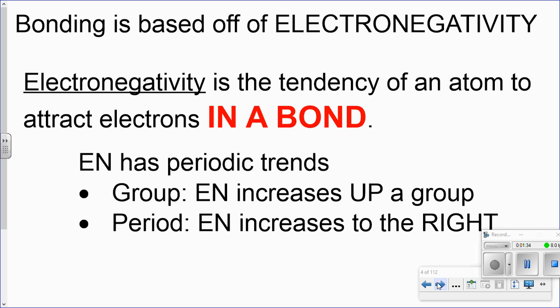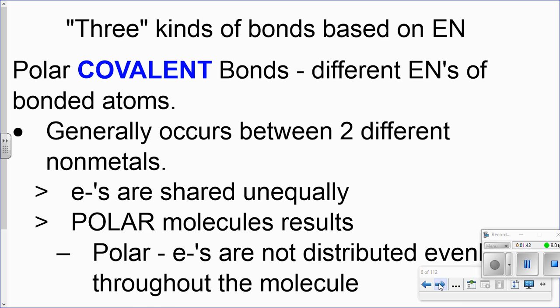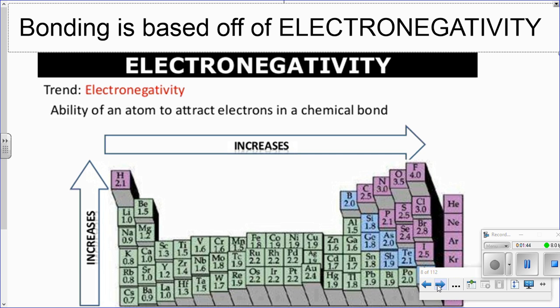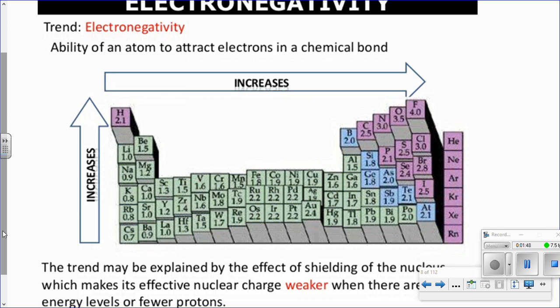So where are the highest electronegativities? They happen to be in the top right-hand corner of the periodic table, which means the bottom left-hand corner has the least electronegativity, and I have a graph right here for you. Notice the top right-hand corner: fluorine has the highest electronegativity, whereas cesium, Cs, down at the bottom left-hand corner, has the lowest electronegativity.